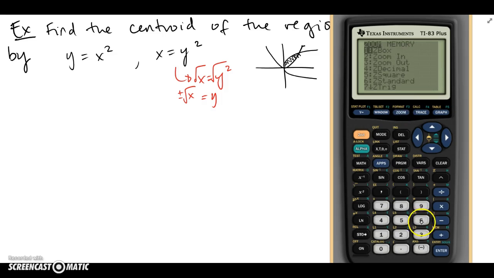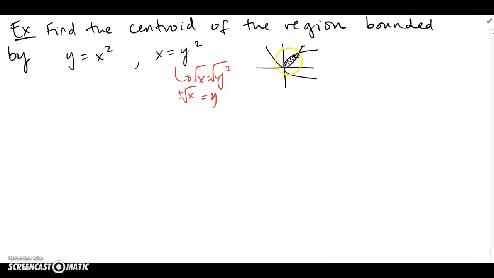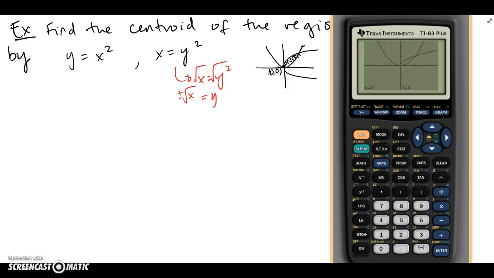Let me do a zoom standard, zoom 6. And as we had suspected, it's right there. Let's zoom in at the origin. And there we are, and it looks like definitely (0, 0) is an intersection point, which we had seen anyway. And the other intersection point looks like it's (1, 1), and logically it makes sense that it would be (1, 1), but let's do a quick second trace, number 5 for intersect. Let me go closer to that intersection point, push enter once, twice, three times, and yep, that intersection point is (1, 1).